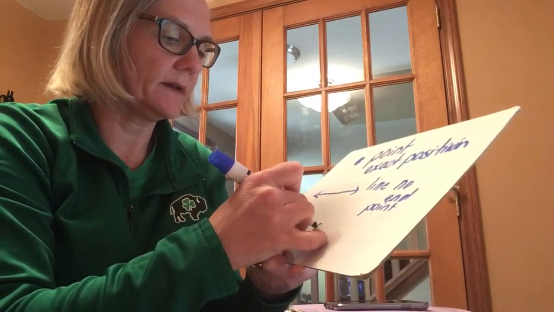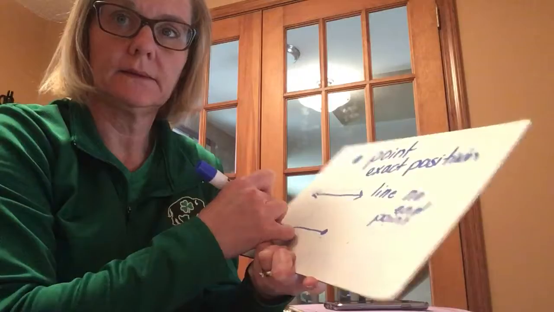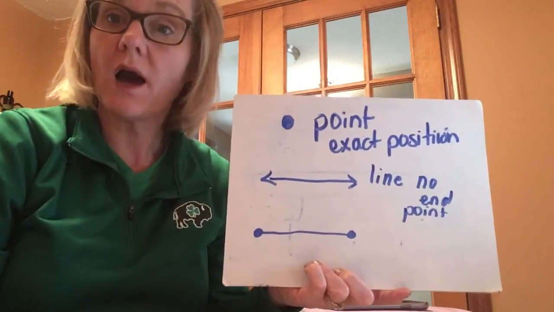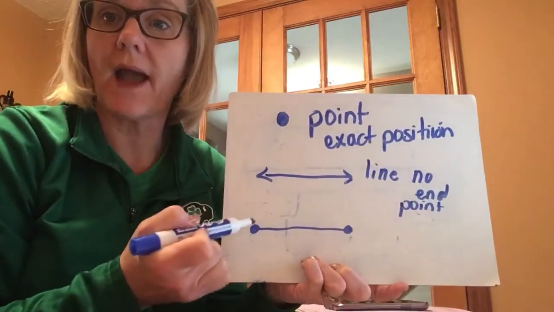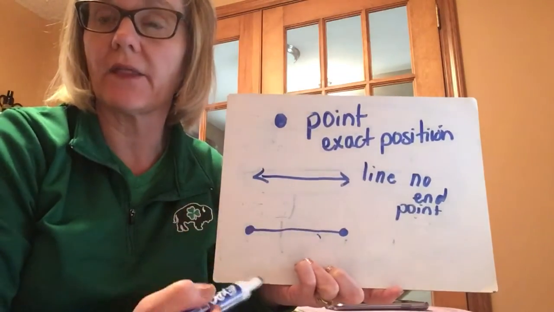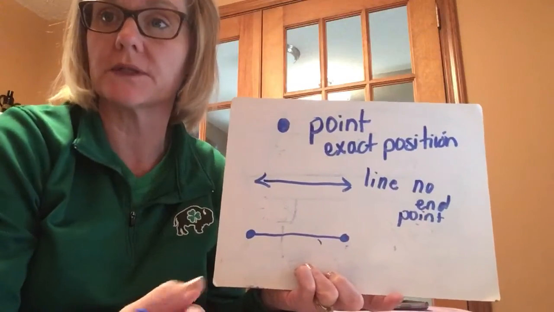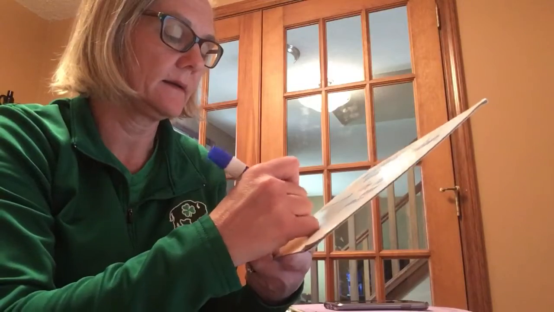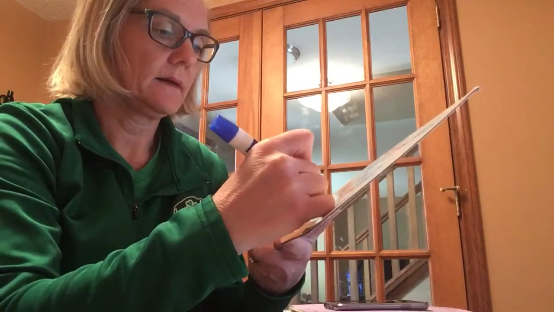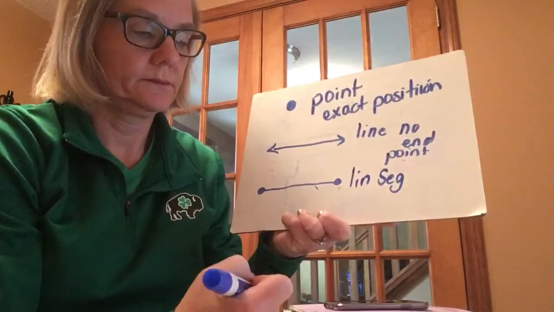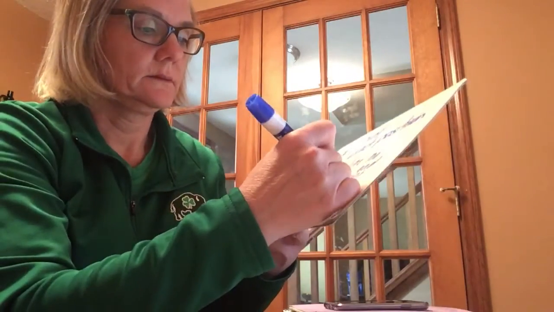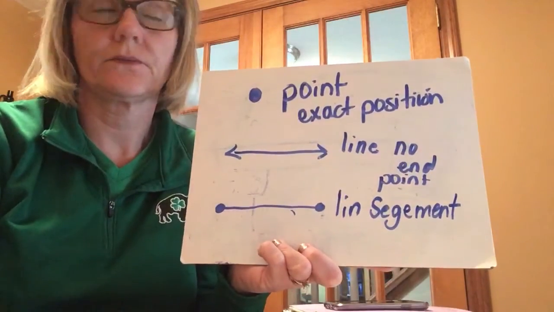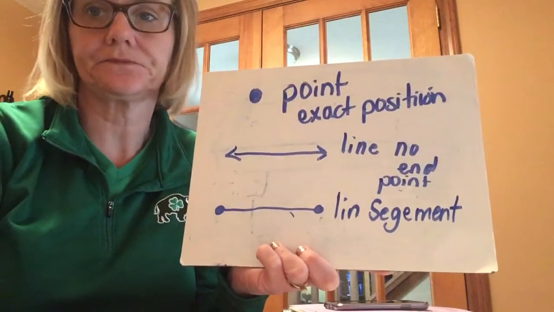This one, however, is called a line segment because the points are added at the end of each line. Therefore, there are two endpoints or two stopping points. So this is just a line segment. Okay, so it's going to stop there.